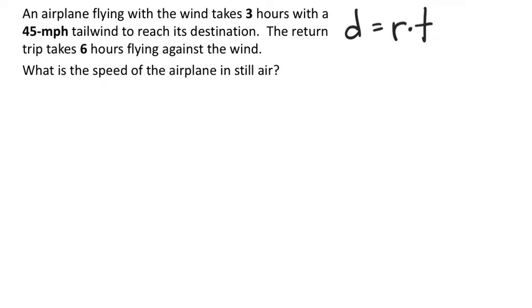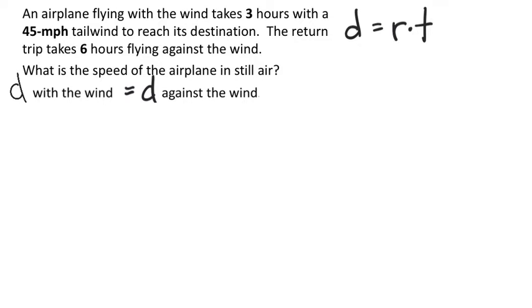We have an airplane flying with the wind. So we have the trip that goes with the wind, and then we have the return trip. I believe that the return trip is against the wind. Now, what we know about these two in terms of the distance, because it is the same trip, they would be equivalent to each other.